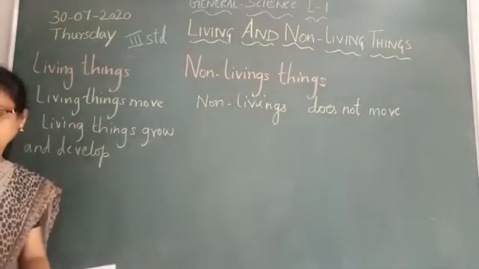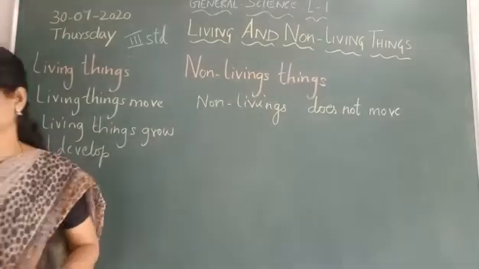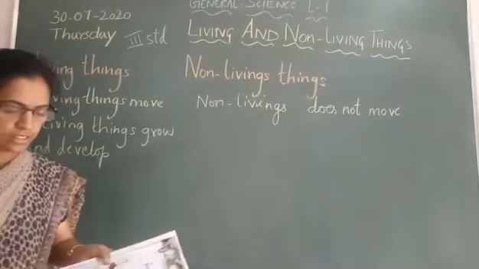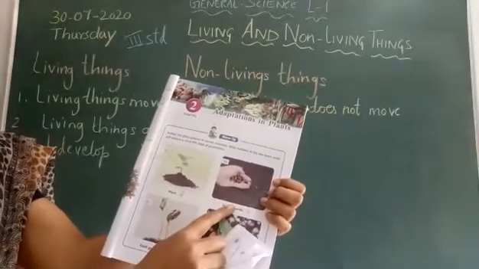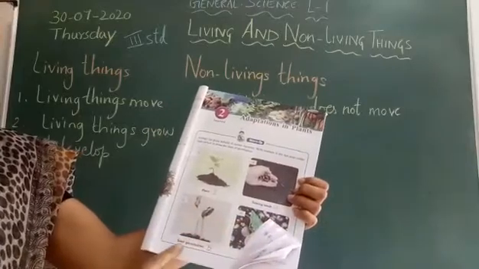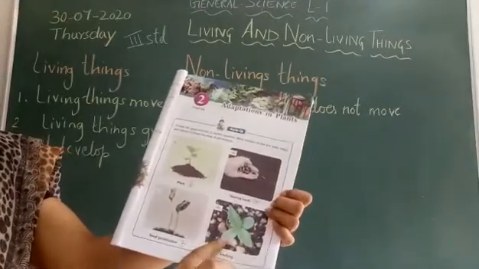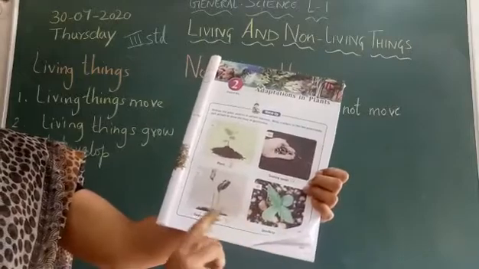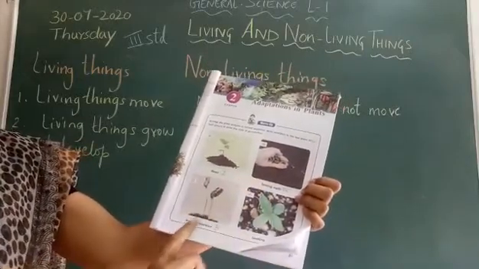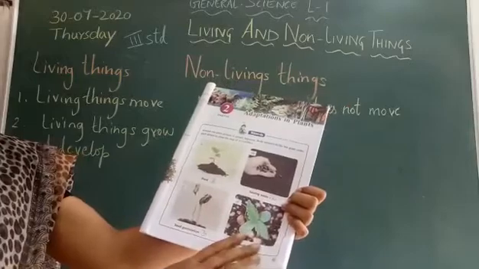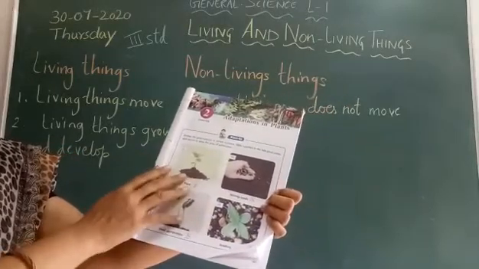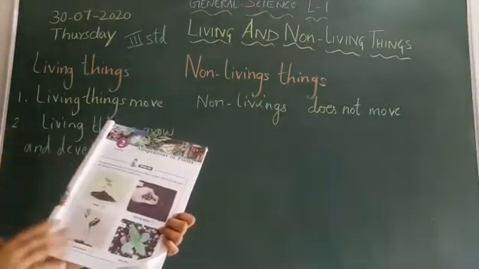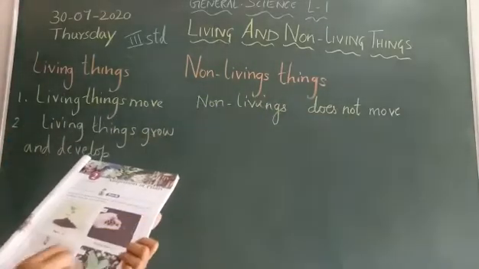For example, I am going to show a picture here. See children, you can see the seeds here. First seeds are sown in the soil. It sprouts and grows into a baby plant. You can see the baby plant here. A seed grows into a baby plant and then it continues to grow into a plant. So by this we can make out that living things grow and develop.